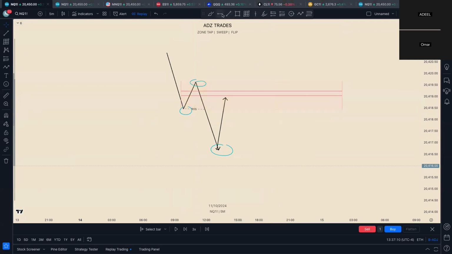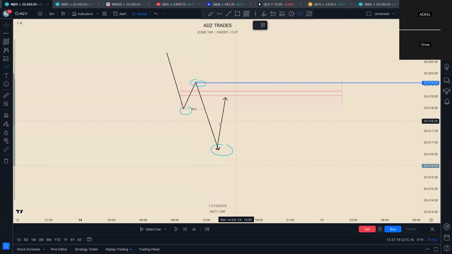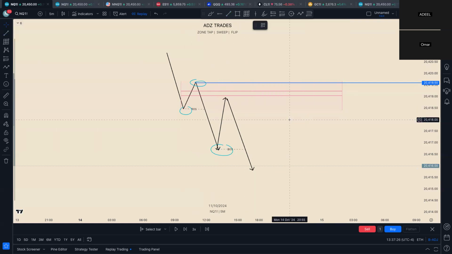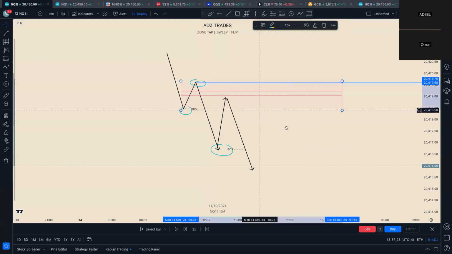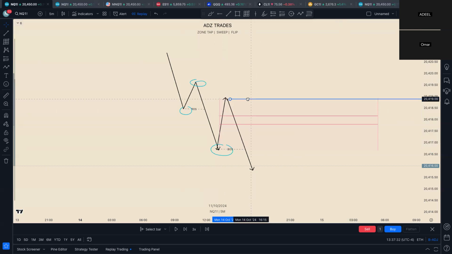Why? Because price should not come above this high. This is the high that put in the new low. This is our protected high. Price should not break above it, and it didn't. It respected this, and then we move lower, giving us what? A new break of structure to the downside. And now what do we have? We have a new zone here. Okay, this is our protected high.